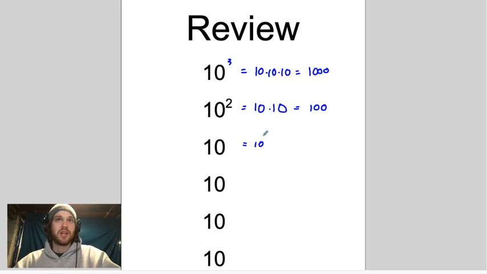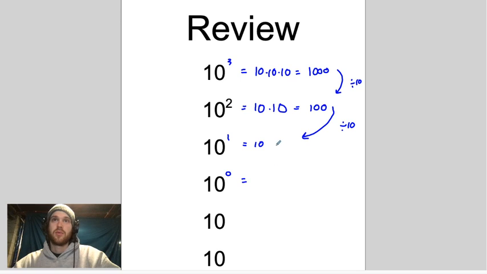10 to the first is just equal to 10. What about 10 to the 0? Remember, with these exponents, how do I get from 1,000 to 100? Well, you divide by 10. So if we're stepping down, we divide by 10. How do I get from 100 to 10? Well, you divide by 10. You can see the pattern here: to go down a step, you divide the answer by 10, and to go up a step, you multiply by 10. So 10 to the 0 is 10 divided by 10, which is 1. In fact, anything to the 0 power is 1, except maybe 0.